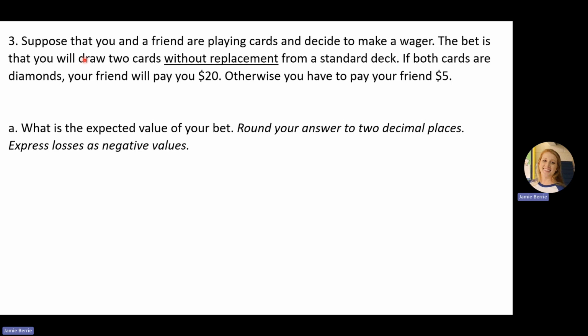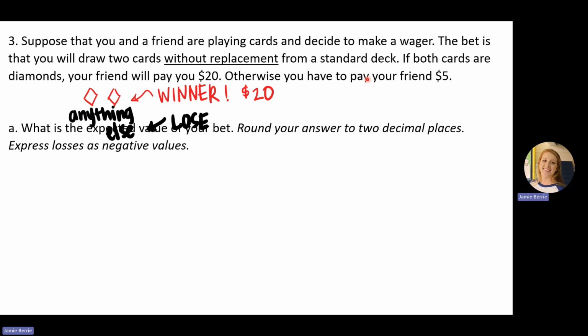We know that a standard deck has 13 cards per suit, 4 suits. So that's 52 cards in total. It says if both cards are diamonds, your friend's going to pay you $20. Otherwise, you have to pay your friend $5. So if you get 2 diamonds, you're the winner. You get $20. Anything else, you're the loser and you have to pay your friend $5.